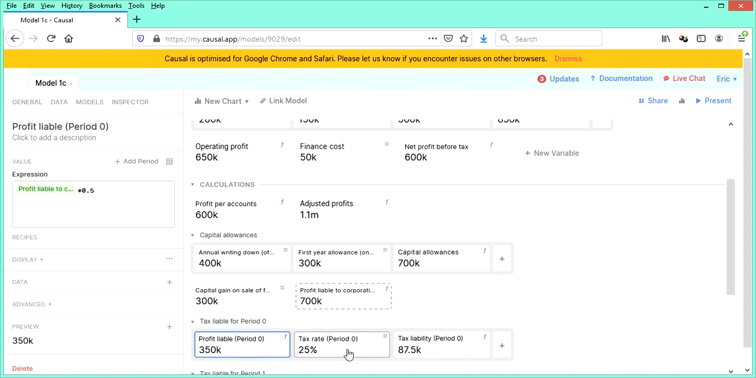And the tax rate for this period was 25%. So the tax liability is going to be the profit liable in period 0 times the tax rate for period 0, which gives us 87.5k.